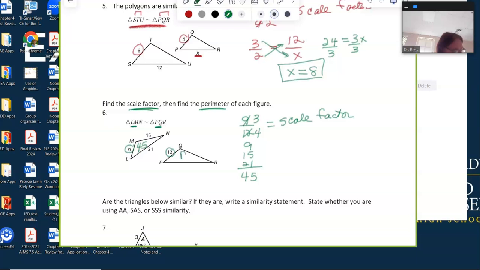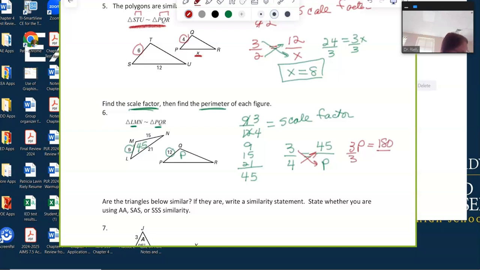I'm not sure what this is, so I'm just going to call it P. I am not going to try to figure out the other two sides. That's a waste of time. Instead, I'm going to use the scale factor. The scale factor is in the same proportion as the perimeters. That allows me to do my cross products. And I say 3P equals 45 times 4, which is 180.